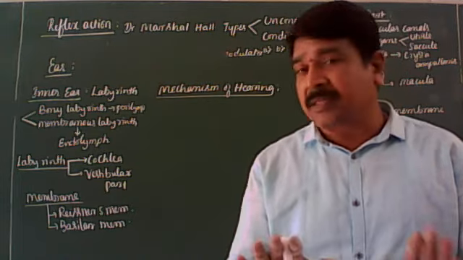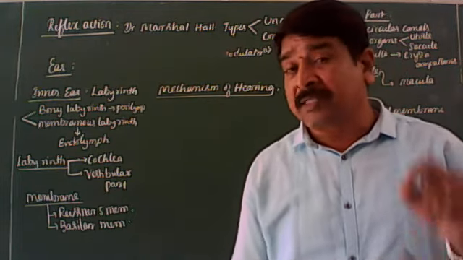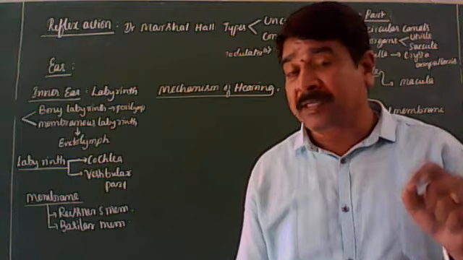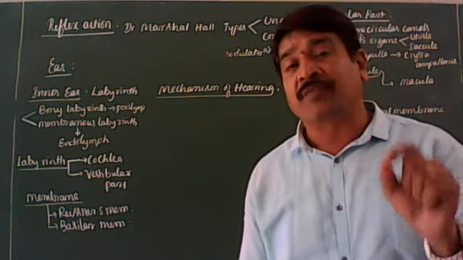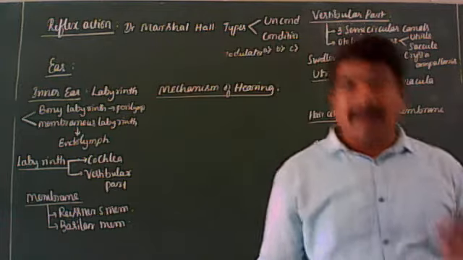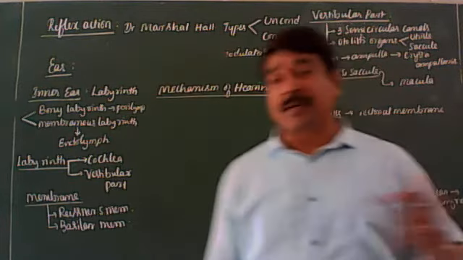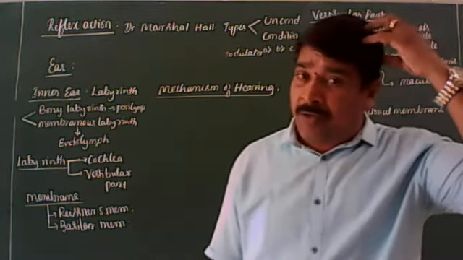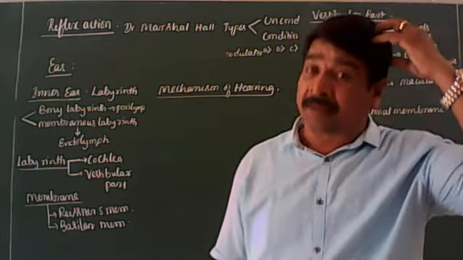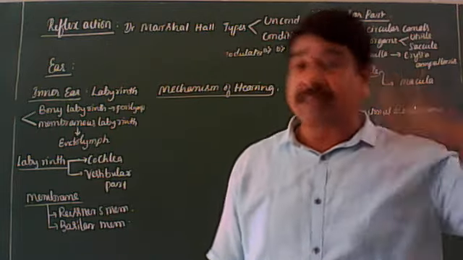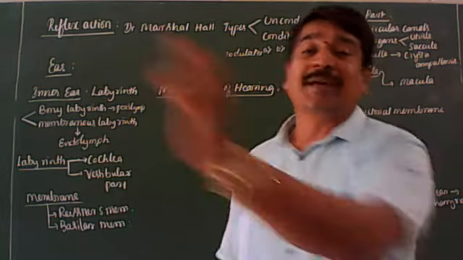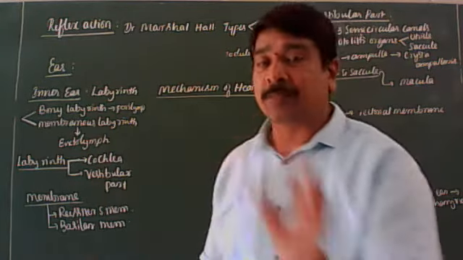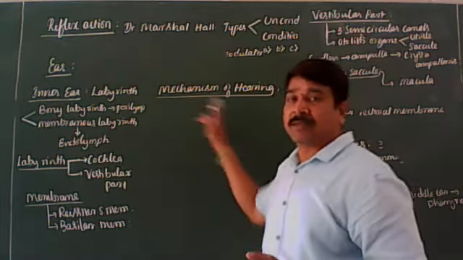As a result of this, impulses are generated in the associated afferent neurons. Later, these impulses are transmitted to the auditory area in the cerebral cortex, where these impulses are analyzed and the sound can be recognized. This is the brief explanation about the mechanism of hearing.